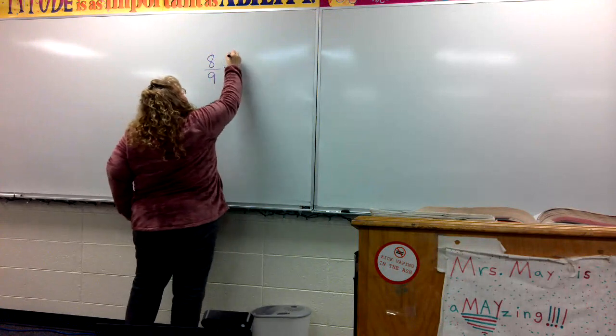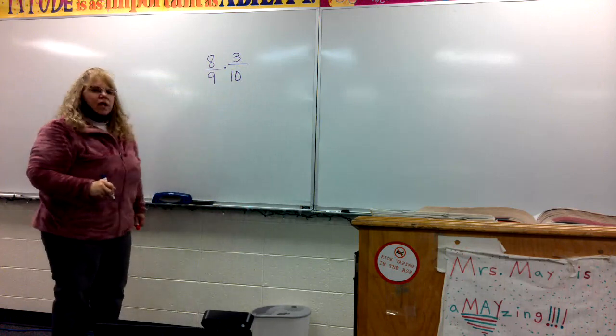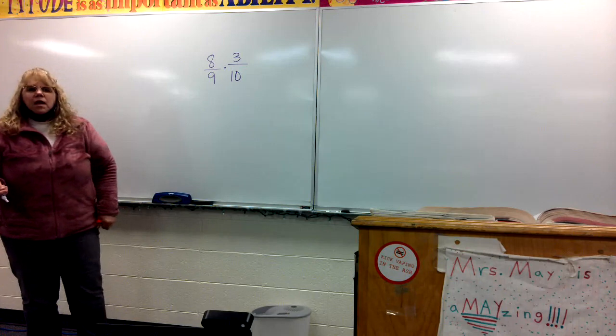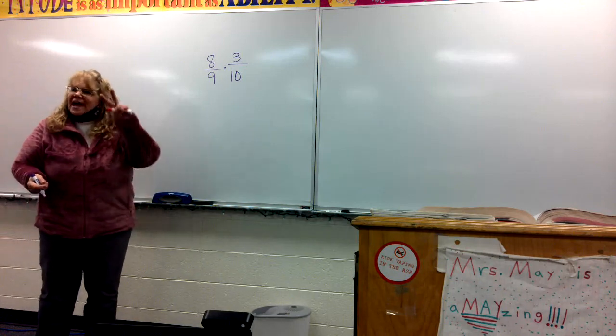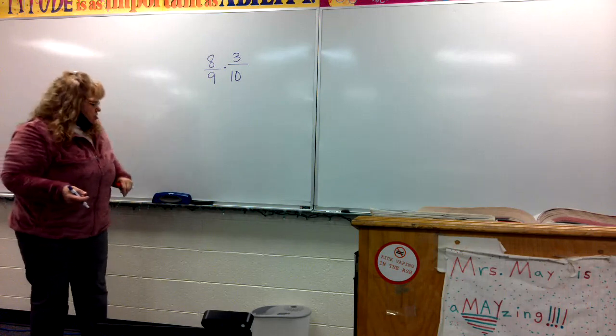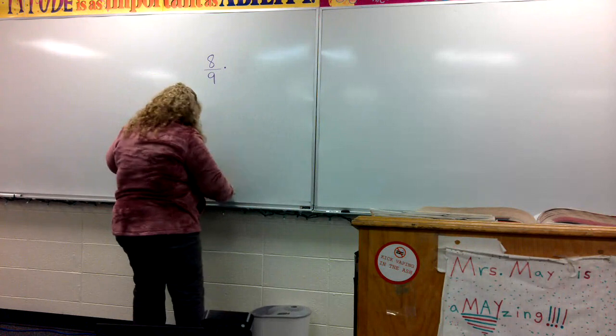8/9 times 3/10. There was two ways to do this back in the day. And you had to do two things. The only difference is what order you did those two things. Who wrote this all crooked?